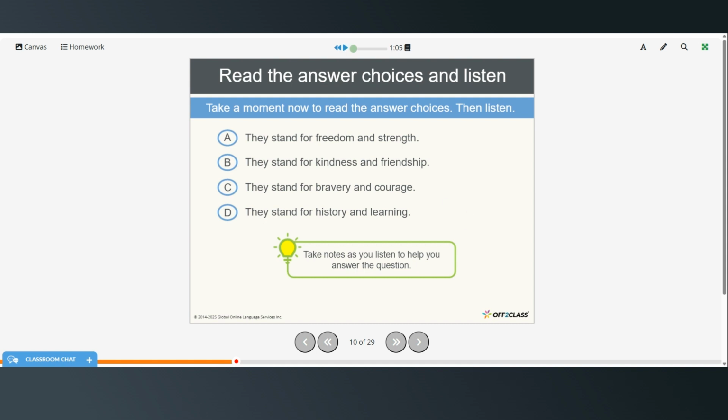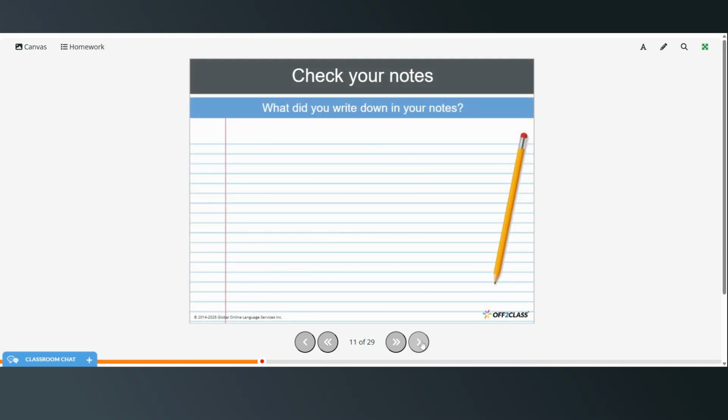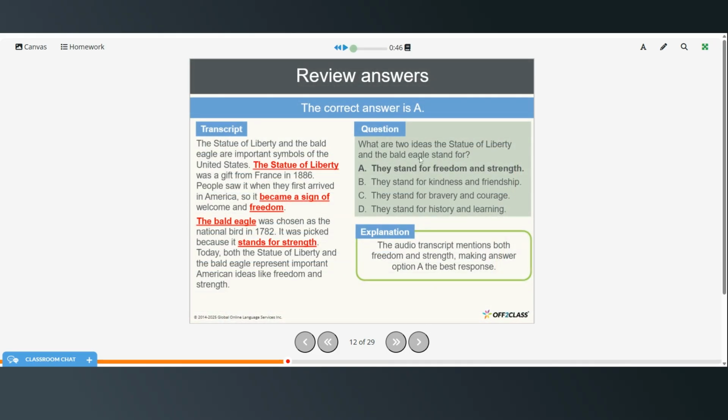Okay, so take a moment and choose your answer. Review any notes that you took. And what are two ideas the Statue of Liberty and the bald eagle stand for? Well, the answer is A. They stand for freedom and strength.